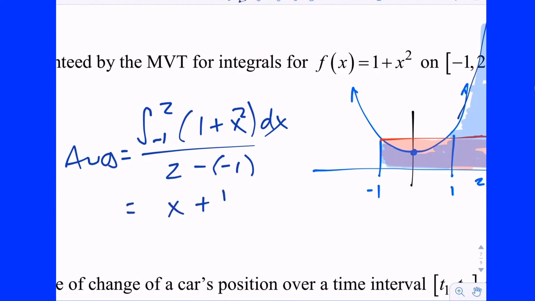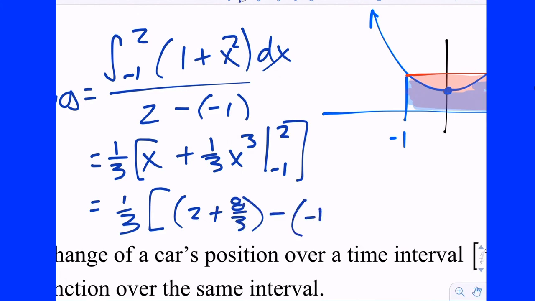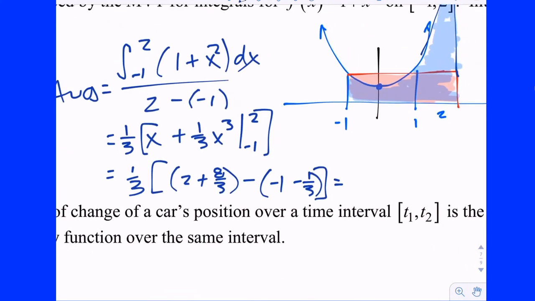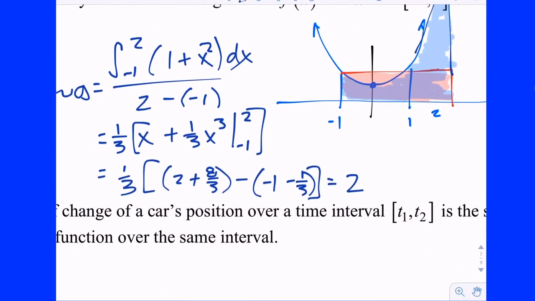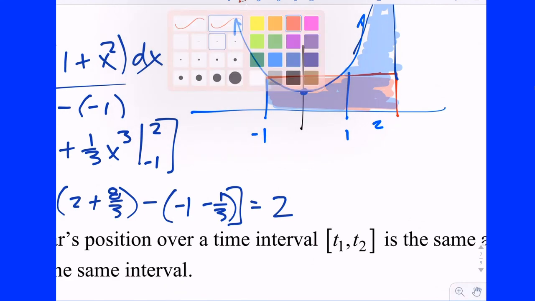So if you integrate, you get x plus 1/3 x cubed, evaluated from -1 to 2. Now, instead of dividing by 3 at this point, you could bring the 1/3 in front. And when you evaluate it, kind of leave the 1/3 out there. You're going to get 2 plus 8/3, and then minus a -1 minus 1/3. And if you simplify all that, you get 6/3, which is 2. So that means the average value is 2.